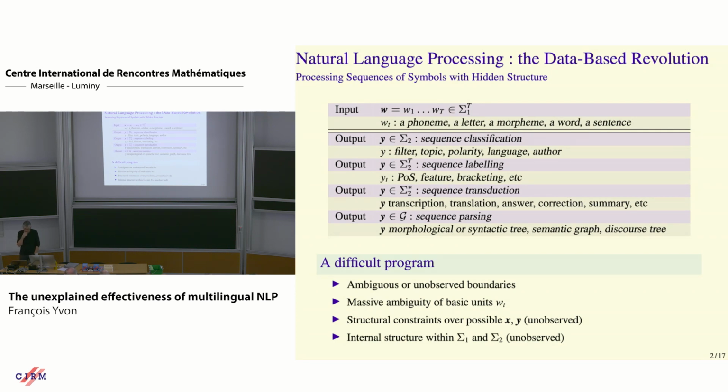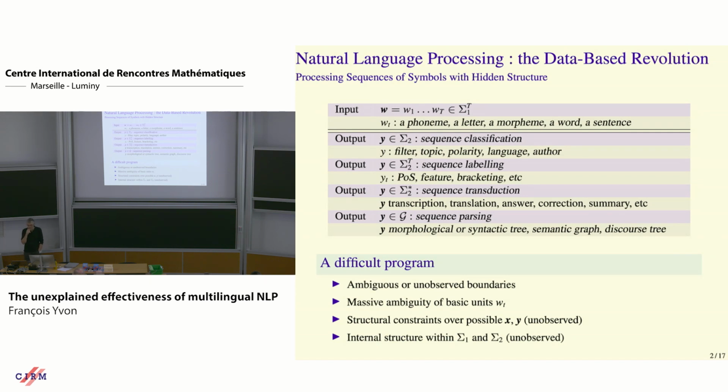So this will be sequence labeling, or we may want to do more complex tasks like find a graph for this sentence that would represent its semantic content. And this is difficult for many reasons.